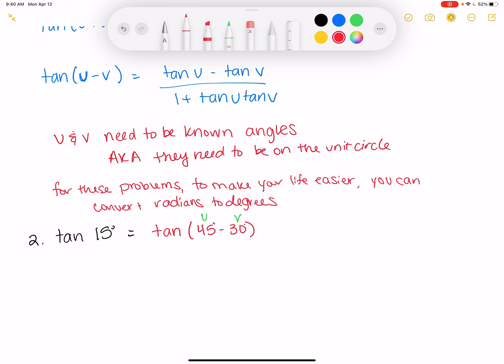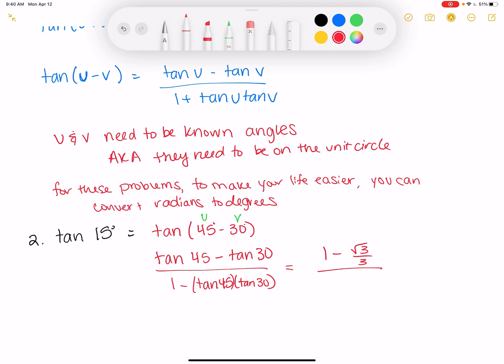Alright, so following the formula, I'm going to have the tangent of 45 minus the tangent of 30 over 1 minus the tangent of 45 times the tangent of 30. So what is the tangent of 45? 1. Tangent of 30? Root 3 over 3.